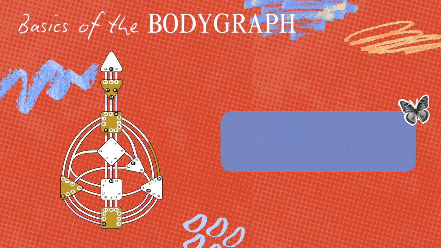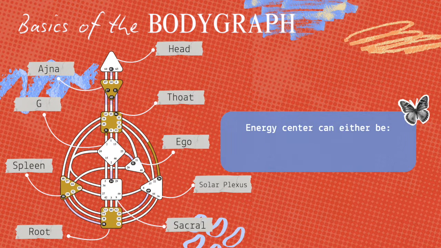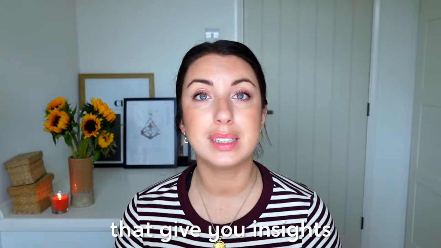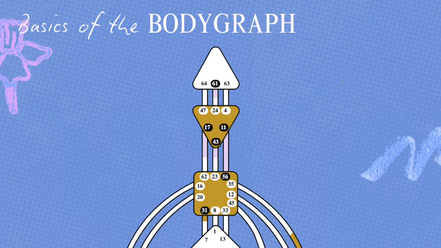Let's first of all cover the basics. In your human design chart, you will see 9 different shapes. These are your energy centers, and they can either be defined, colored in, or undefined, which will show as white. These are energetic hubs that give you insights into how your energy flows and how it's shared with the world around you. Between those shapes, or those energy centers, you will see lines.